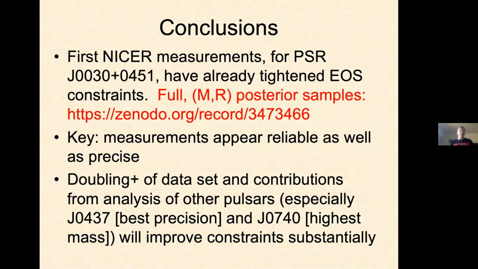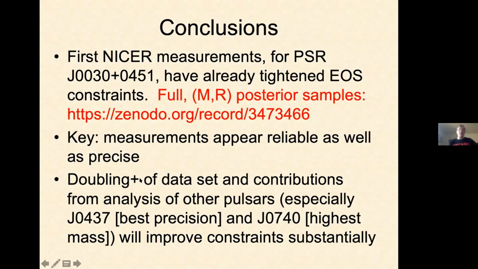Now I'll leave up this slide as long as I can, but I want to emphasize that so that you can put this into your own work if you wish, all of our samples, the full posterior with every parameter, but also mass and radius, is publicly available here. We have like 1 million samples each, so you can do with that as you wish. The absolute key, one of my points of emphasis, is the measurements appear reliable as well as precise. If you don't have reliable measurements, it doesn't matter how precise your measurements appear to be, they're not helpful.